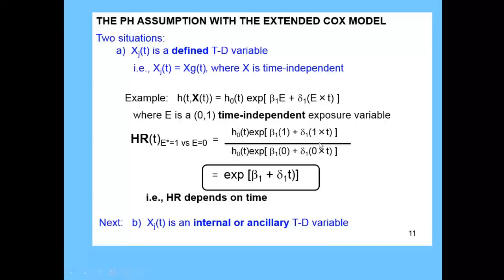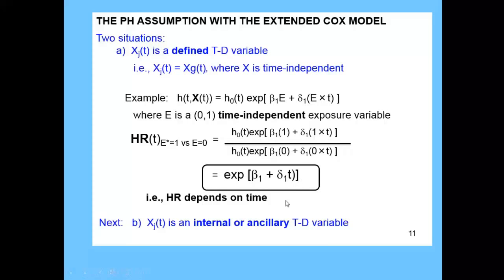And what happens here? This is e to the 0 plus 0, which is e to the 0, which is 1. So these cancel, and we wind up with e to the beta 1 plus delta 1 times T. See that? That's the formula for the hazard ratio. So what does this say about the hazard ratio? It says the hazard ratio is going to depend on time because the formula has time in it.